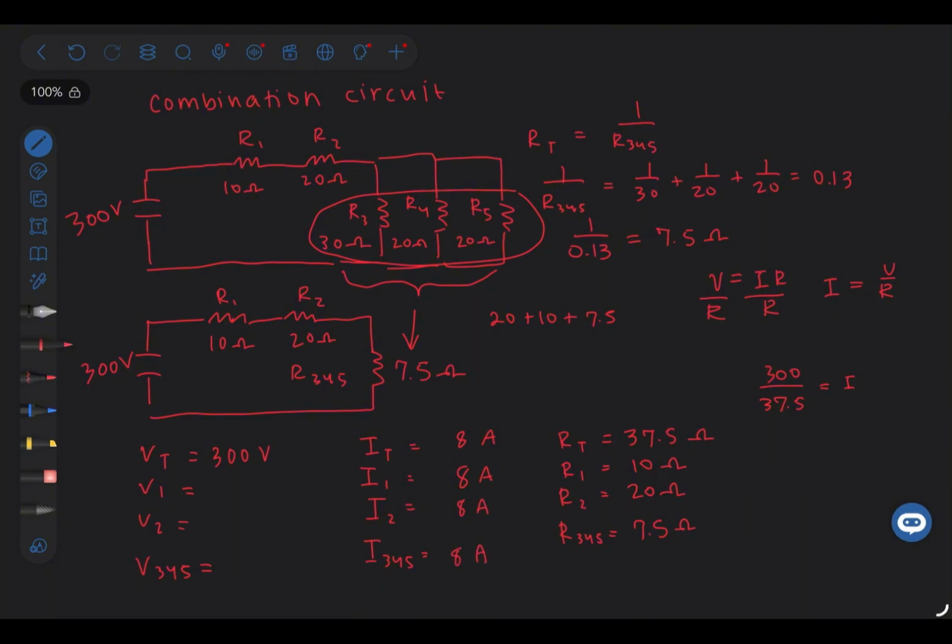Okay, now all we need to do is find out the voltage. And so the equation is V equals IR, so we just have to multiply I and R. So 8 times 10 is going to be 80 volts, 8 times 20 is going to be 160 volts, and 8 times 7.5 is going to be 60 volts. And if you add them all up, it should be equal to 300. And yeah, that is how you do electrical circuits.